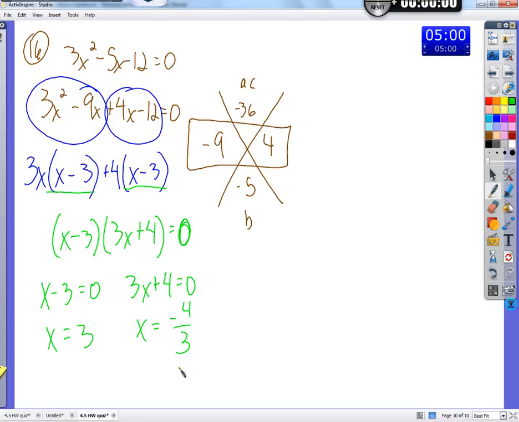Again, your other option for factoring is to do the guessing and checking, knowing that the two x terms have to multiply to 3x squared, and these two constants have to multiply to negative 12. And then when you do distribute it all out, we have to get negative 5x. What was the next one, 10?